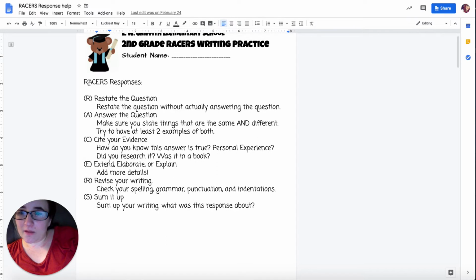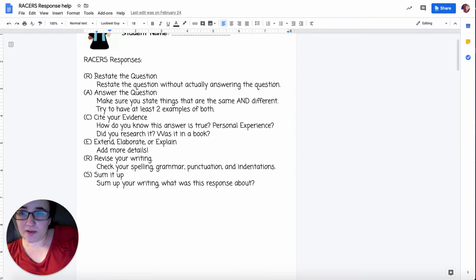What RACER stands for is R, restate the question, A, answer the question, C, cite your evidence, E, extend, elaborate, or explain, R, revise your writing, and S, sum it up. I know that is a lot of information to take all at once, so I'm going to break it up into chunks. The first part that I'm going to talk about right now is restating the question.